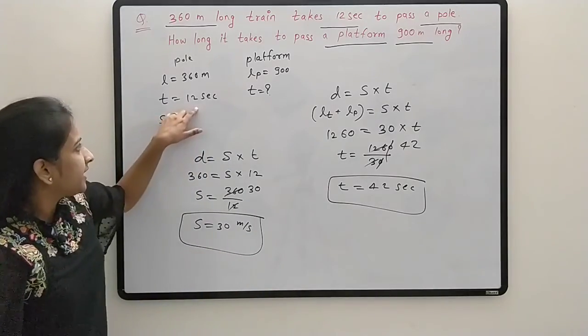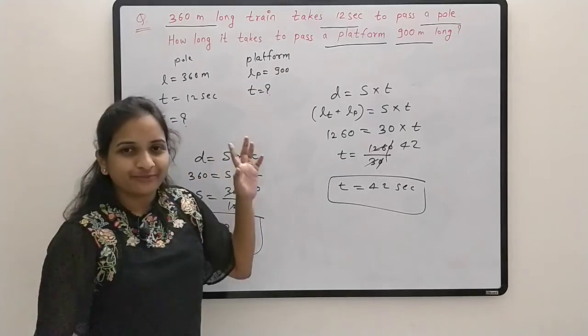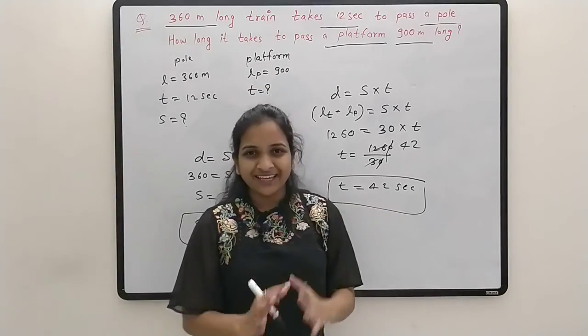See, in 12 seconds it crosses the pole. In 42 seconds it crosses the platform. This is your answer. Easy?